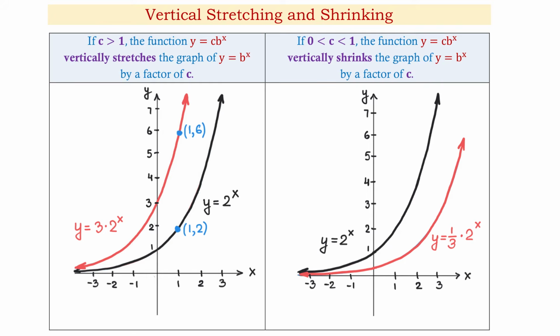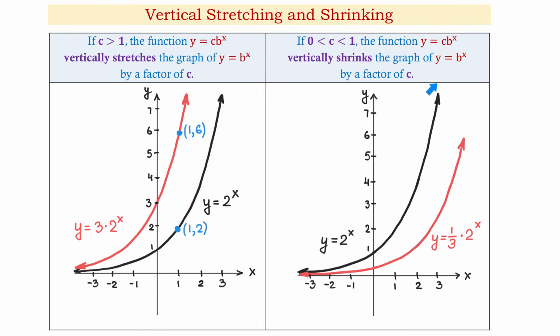For example, on this graph, when x equals 1, y equals 2, while on this graph, when x equals 1, y equals 6. So to obtain this y-coordinate, we need to multiply the y-coordinate of the first function by 3.